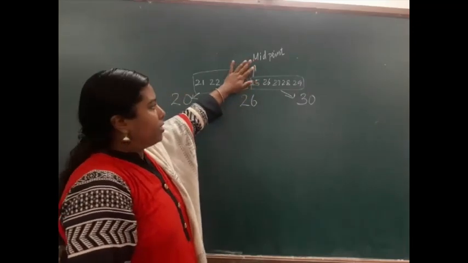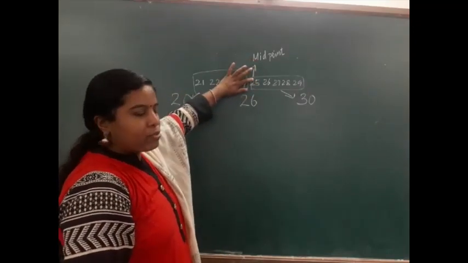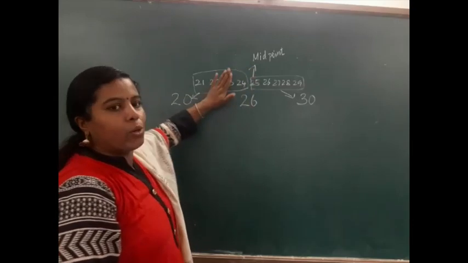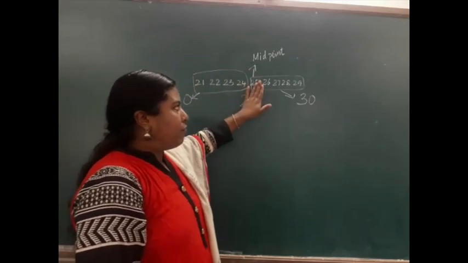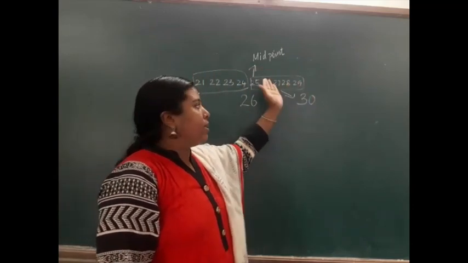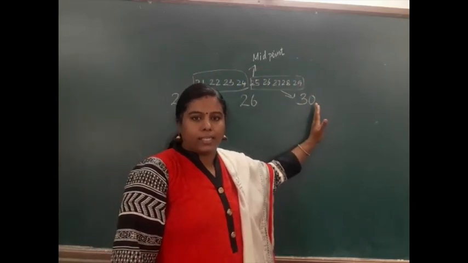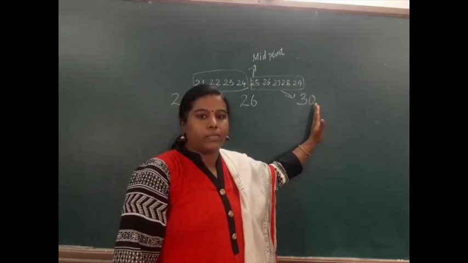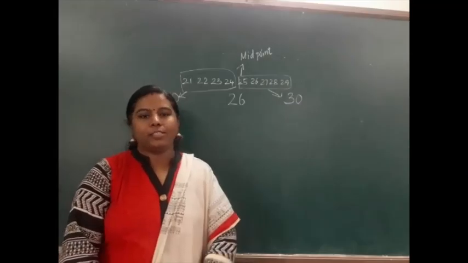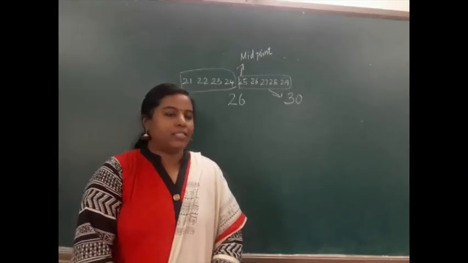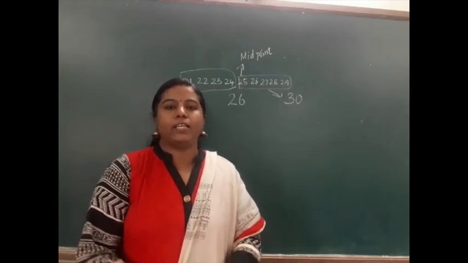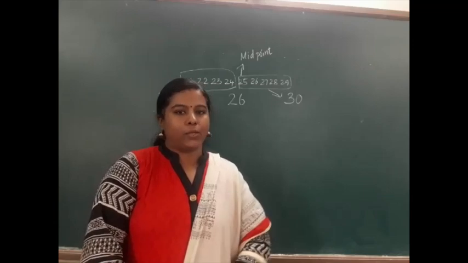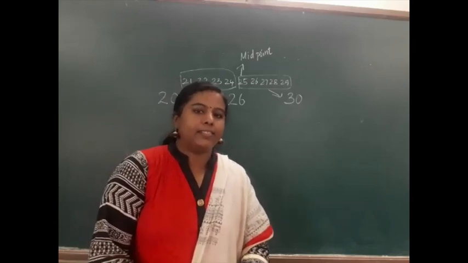The midpoint here is 25. So the numbers below 25 all will round down to 20, and 25 and above 25 will round up to 30. This is the way we round the numbers. So this is one method to round the numbers. But this method is a little bit difficult when we round large numbers. So we will learn another method.